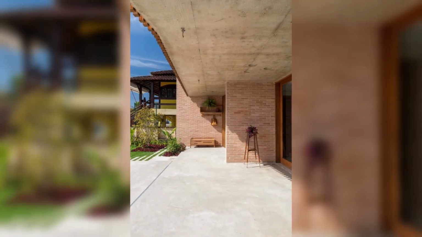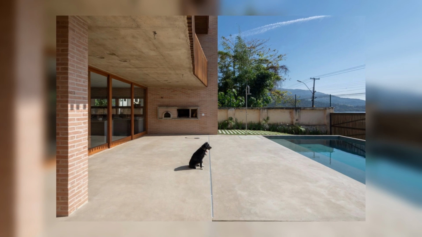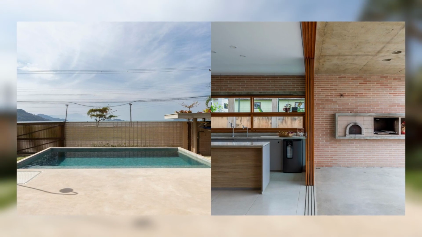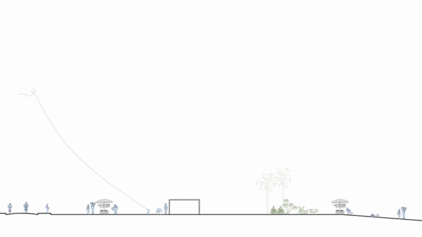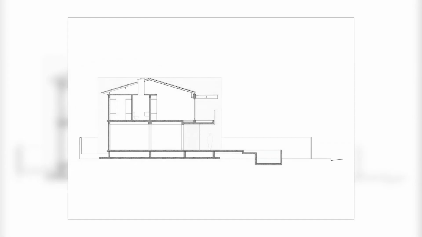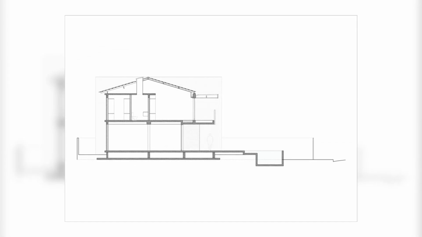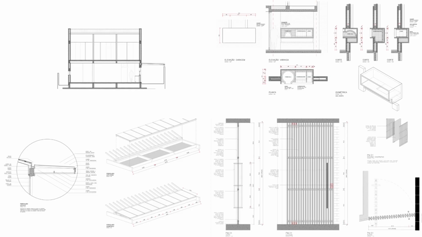In this regard, the ground floor extends beyond the covered veranda to include a swimming pool and was slightly elevated in relation to the original land profile, allowing a view of the horizon over the access wall. This wall is a response to the challenge of shielding the house without obstructing the sea view.